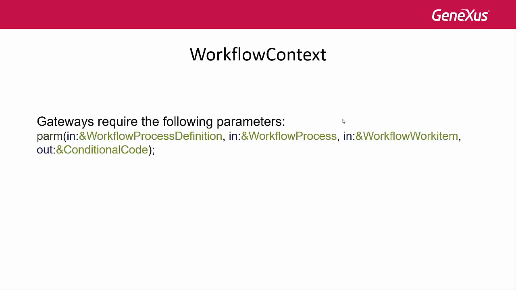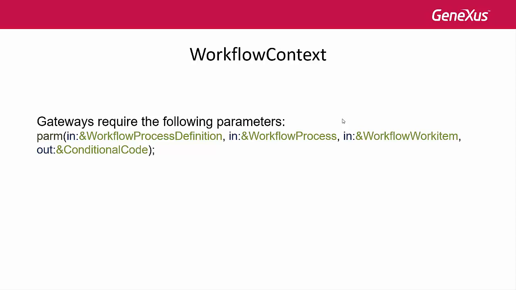Another object that we have to consider when programming with GeneXus on the API is the workflow context. Generally, objects that have to be used as gateway require the following parameters: the process definition, the process instance, and the work item to identify where in the workflow we are standing.